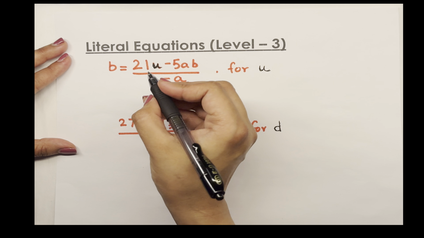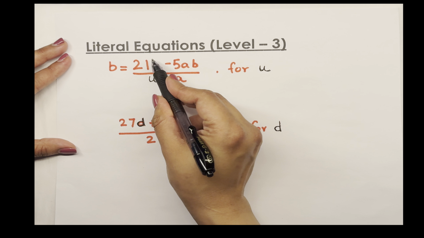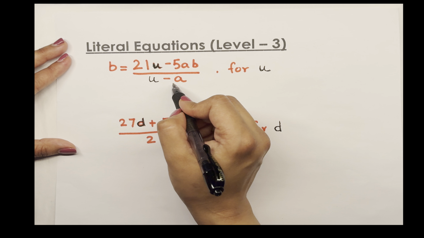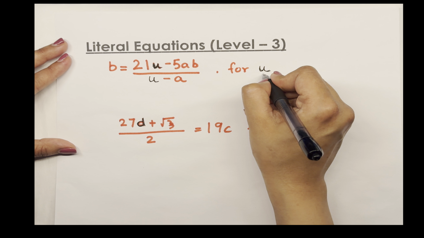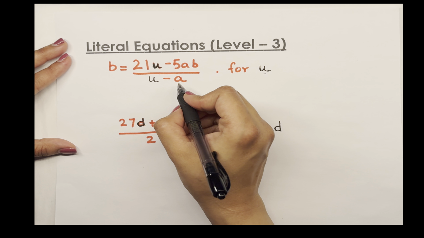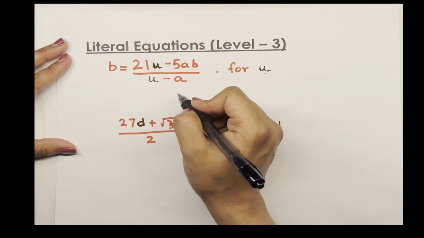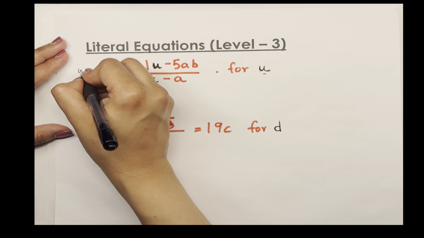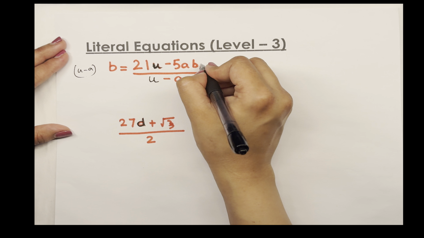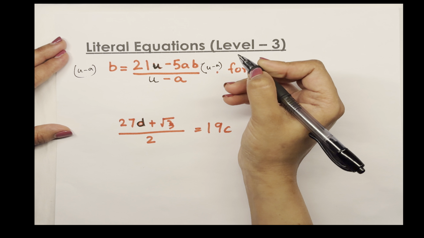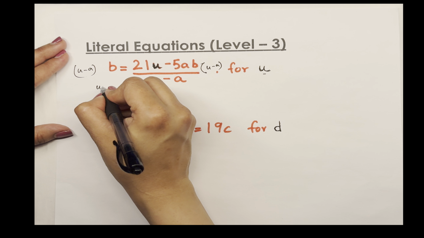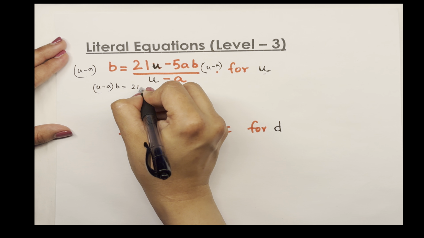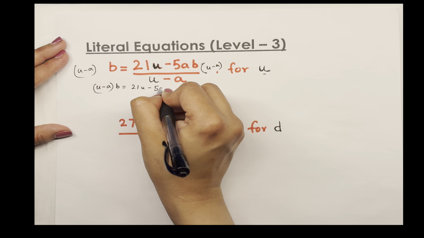Level 3. B is equal to (21u minus 5ab) divided by (u minus a). We are solving for u. So step 1, just get rid of the denominator part by multiplying (u minus a) on both sides. So (u minus a) times b is equal to 21u minus 5ab.